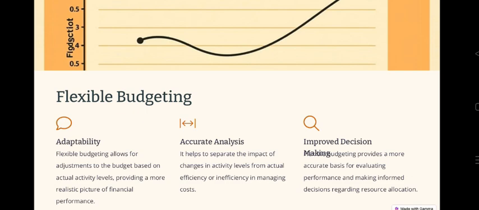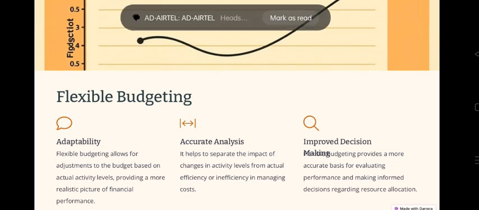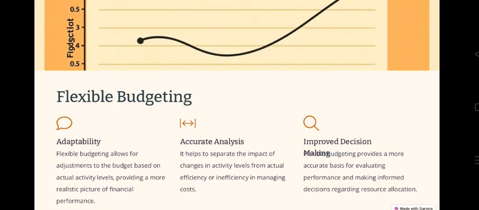Flexible budgeting. Adaptability. Flexible budgeting allows for adjustments to the budget based on actual activity levels, providing a more realistic picture of financial performance.